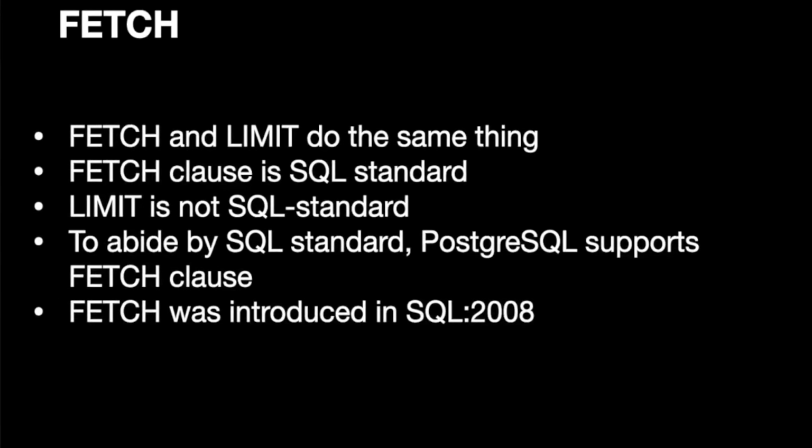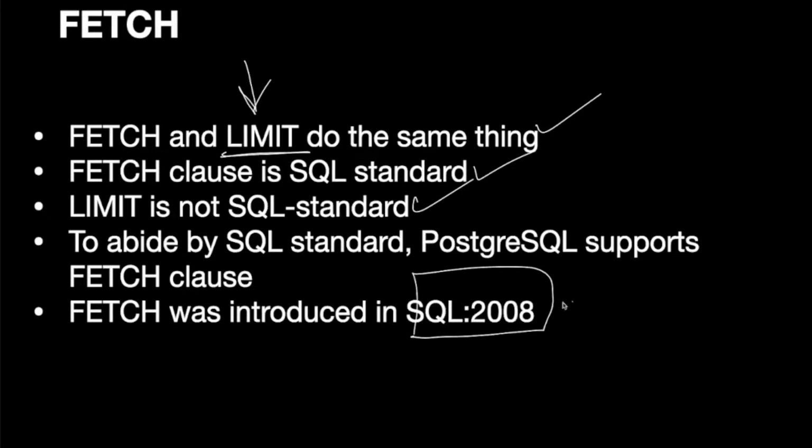We have fetch. Fetch and limit are the same, as you can see in this place. But what is the difference between the two? The difference is that fetch is SQL standard, but limit is not SQL standard. So to abide by SQL standard, Postgres supports the fetch clause. That means if you go to any of the DBMS, what you mostly see is limit. Like in MySQL, you will see limit all the time. But Postgres went further to implement the real SQL standard, which is fetch. For historical purposes, fetch was introduced in SQL 2008.